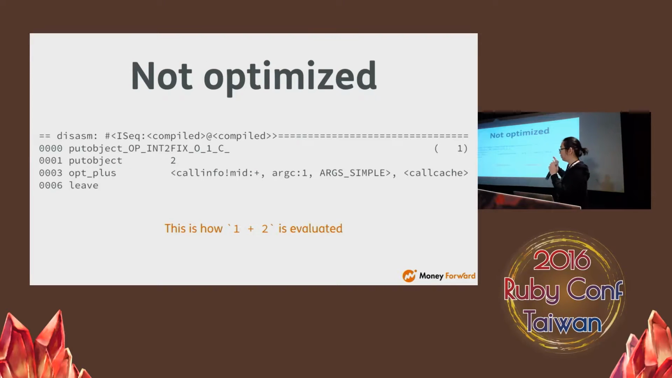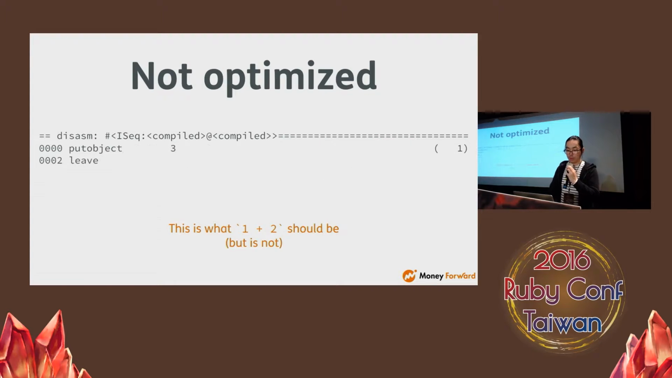This is an actual disassembly of how 1 plus 2 is evaluated. A bit noisy, but it shows putobject 1, putobject 2, then send plus. It's doing it that way. But wait, 1 plus 2, it must be 3, right? The way we evaluate this is too complex. It should be just 3 like this. It's putobject 3. It should be like this.